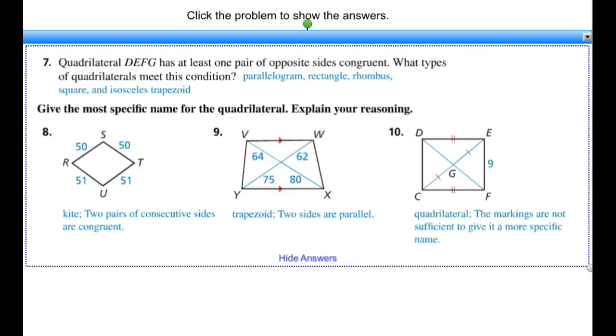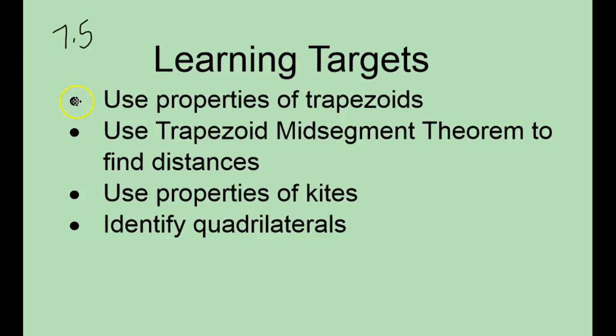Okay. So let's look back at our learning targets and see how we did. The first one was using properties of trapezoids. Keep in mind our special trapezoid, our isosceles trapezoid, because that has different ideas and things that we can use. Our second learning target was use the trapezoid mid-segment theorem to find distances. Our third one was use properties of kites. And fourthly, we used some of this information to help us identify different quadrilaterals.